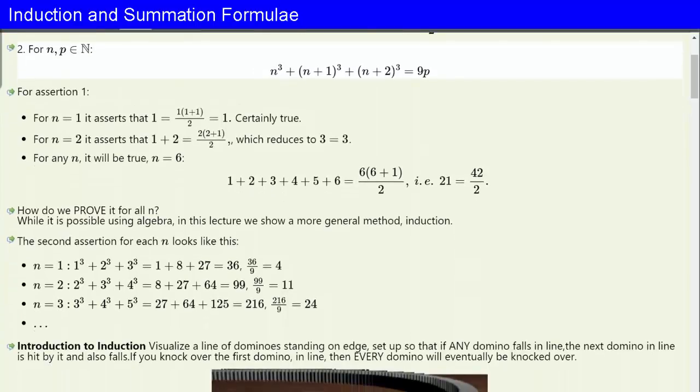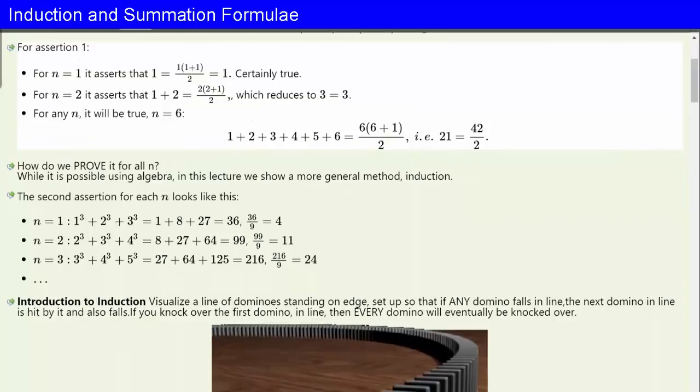Assertion 2. The sum of the cubes of any 3 consecutive natural numbers is divisible by 9, i.e., start with any natural number n and add up n cubed, then n plus 1 cubed, and then n plus 2 cubed. The sum of those 3 numbers will always have 9 as a factor. In fact, each of these statements represents an infinite number of assertions. Let's work on the first one.